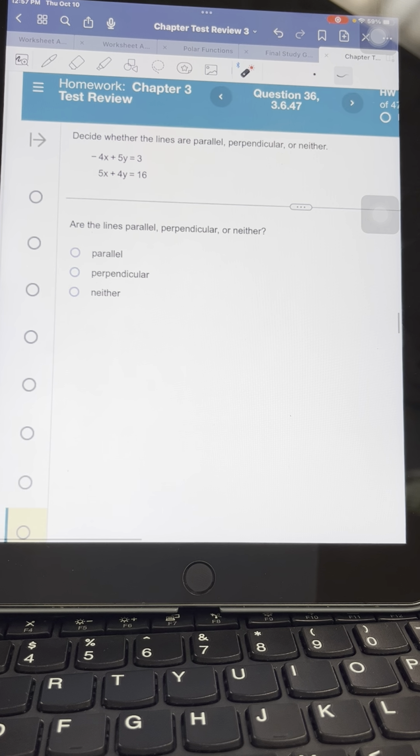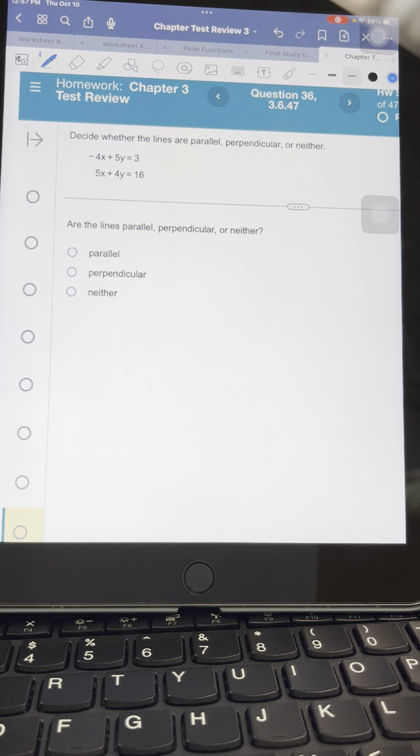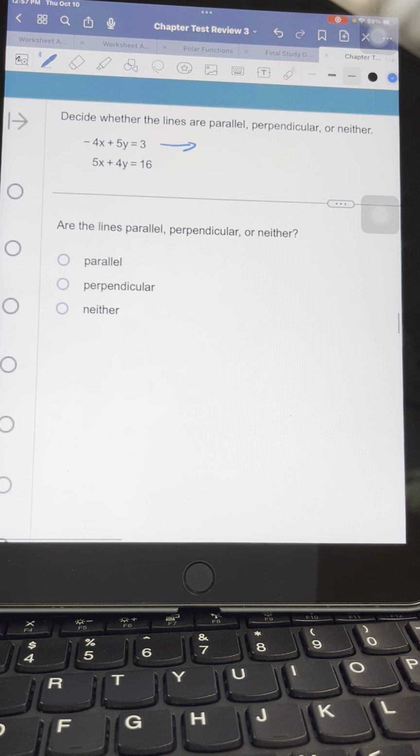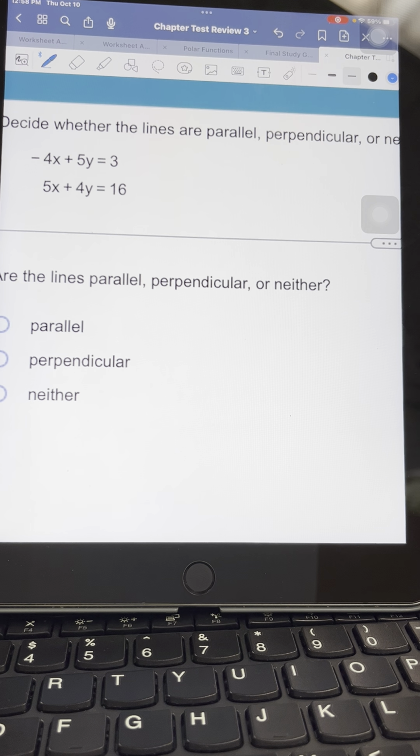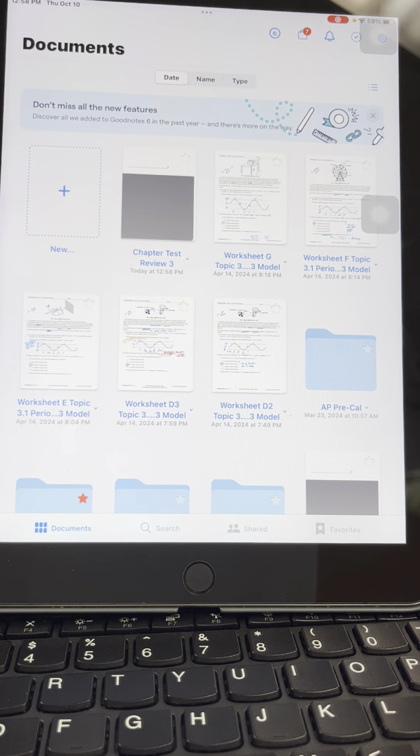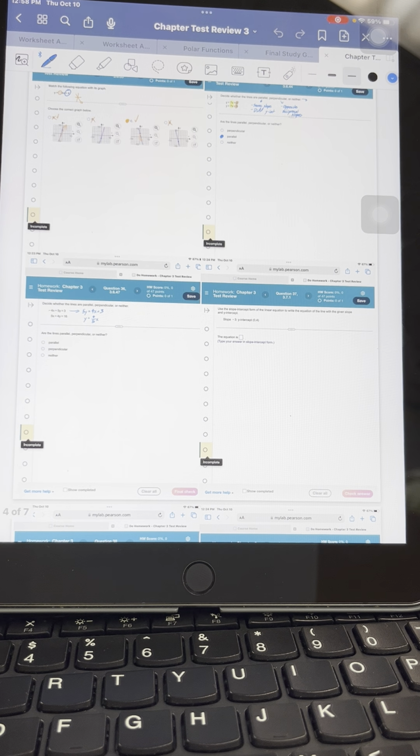Let's turn this one. We're going to add the 4x. So 5y equals 4x plus 3. And then divide by 5. So we'll have y equals 4 over 5x plus 3 over 5.